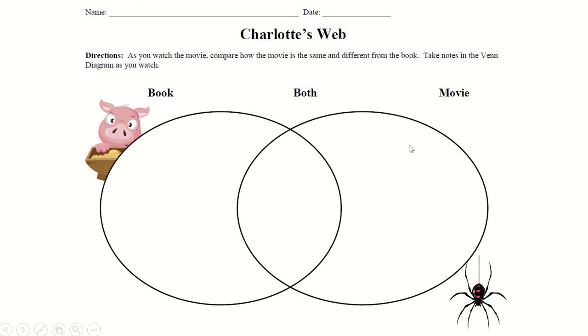And underneath movie, in this part, you're going to list things that were in the movie but not in the book. And then in the middle, you don't really have room to write everything, but you might want to write down things that were the same, perhaps the setting or the characters or the ending. So just think of things that were the same in both the book and the movie.